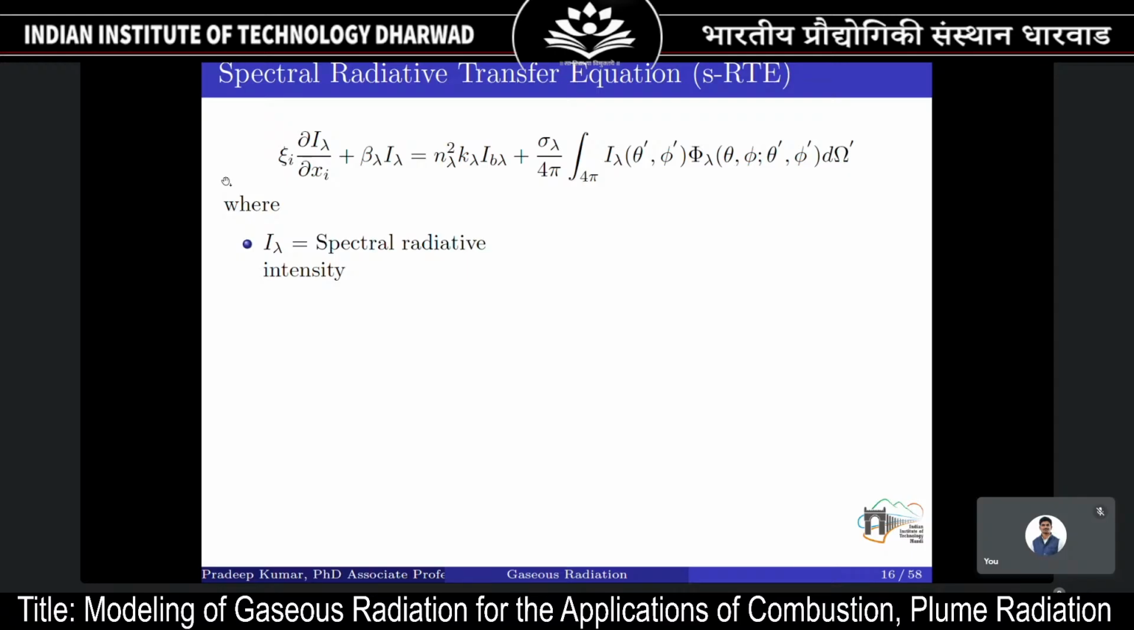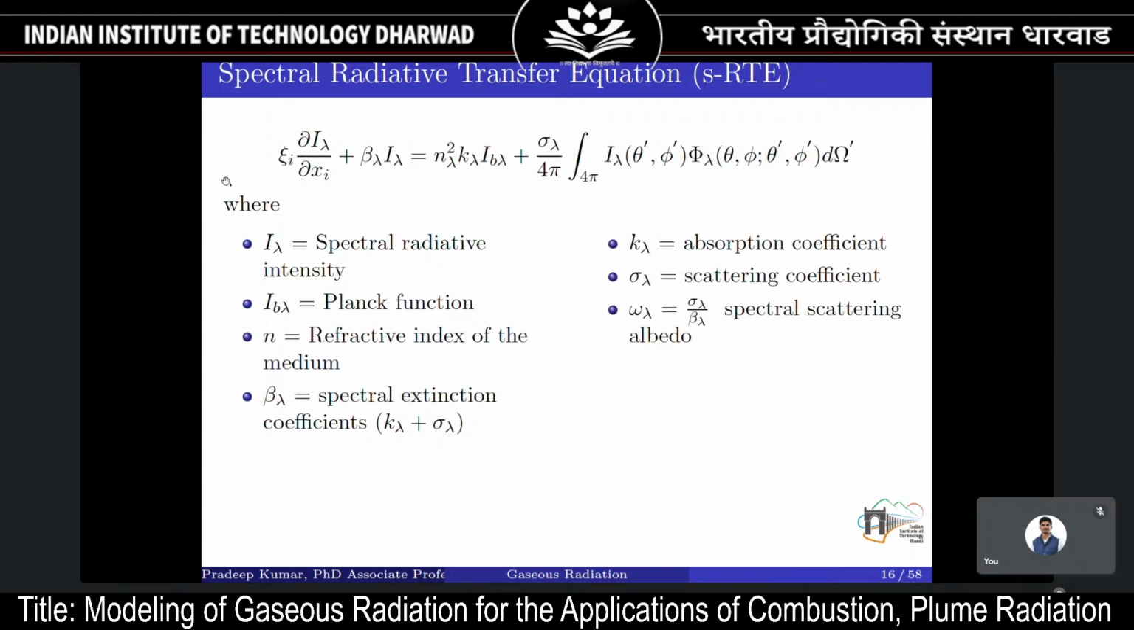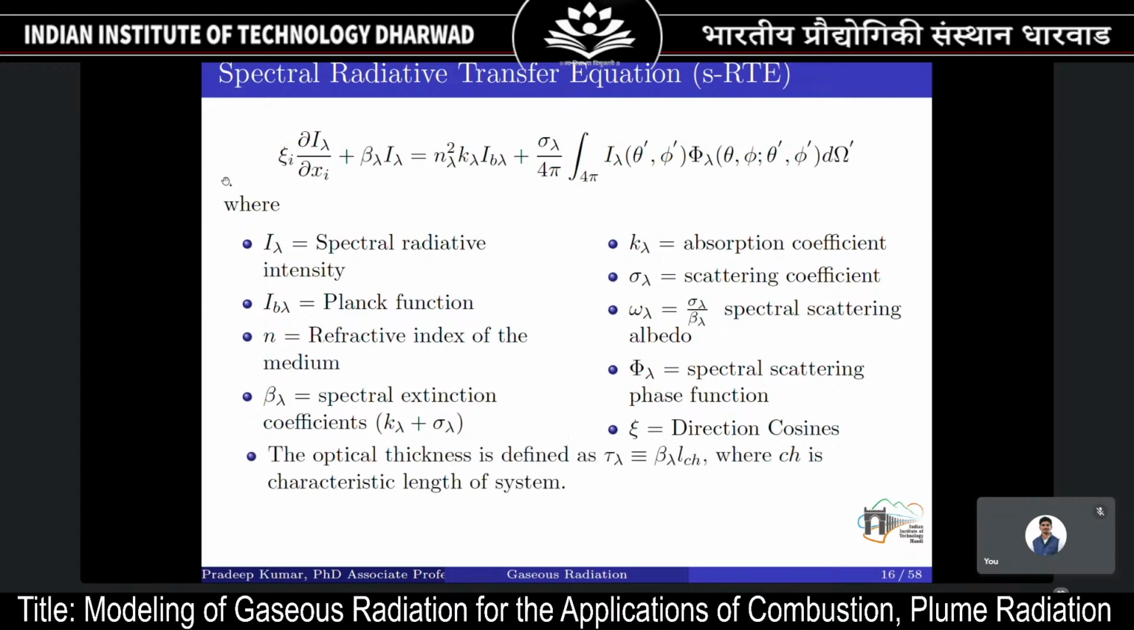This is the spectral radiative intensity, I_b is the Planck function, and n is the refractive index of the medium. Beta is the spectral extinction coefficient, and kappa_lambda is the absorption coefficient. Sigma_lambda is the scattering coefficient, and the extinction coefficient is the sum of these two. There is another term called the spectral scattering albedo, which is the ratio. Phi is the spectral scattering phase function; it tells how scattering is happening. And zeta is the direction cosines.